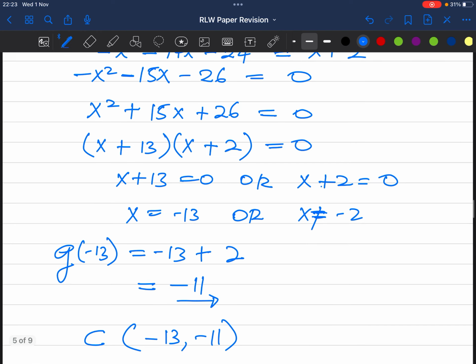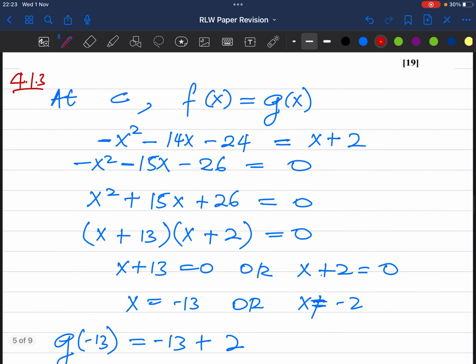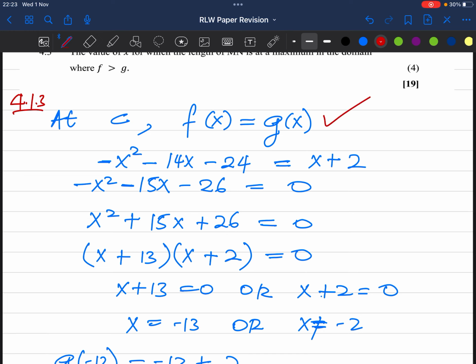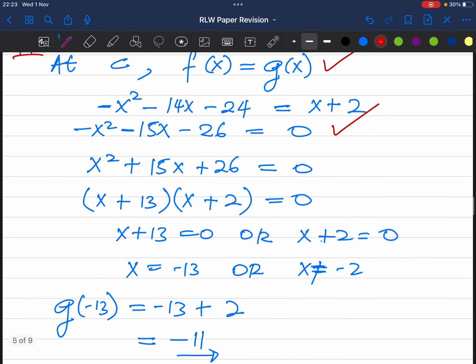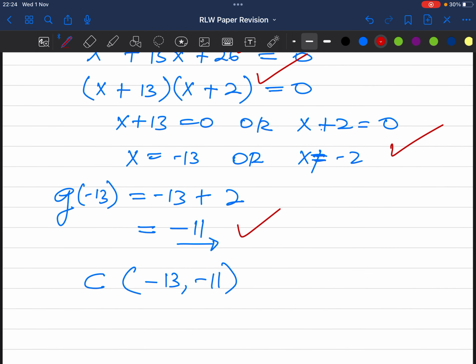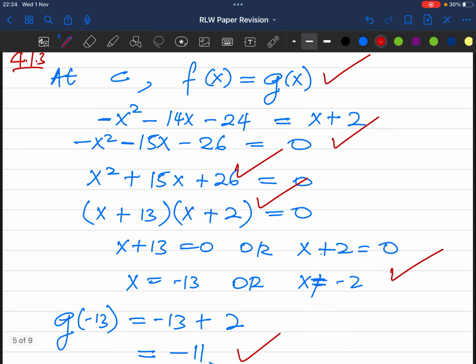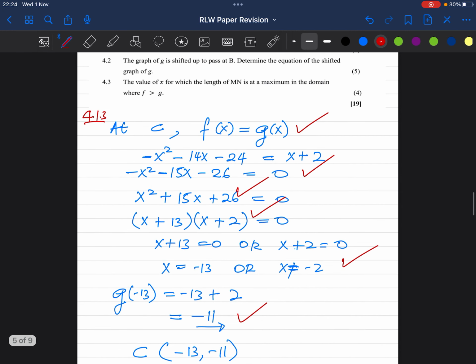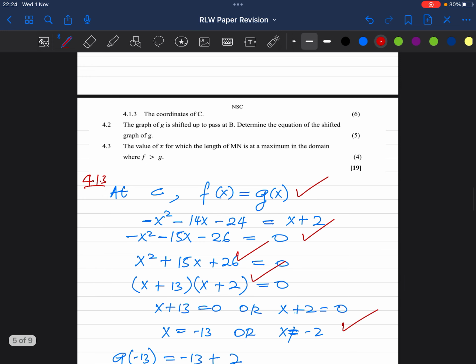So let us check our mark allocation. I'm going to give you a mark for knowing that at point C, f of x is equal to g of x. I'm also going to give you a mark for simplification, a mark for the standard form, a mark for your factors, a mark for the values of x, both of them, and a mark for the value of c. So in total you get 2, 4, 6. So that question is 6 marks.